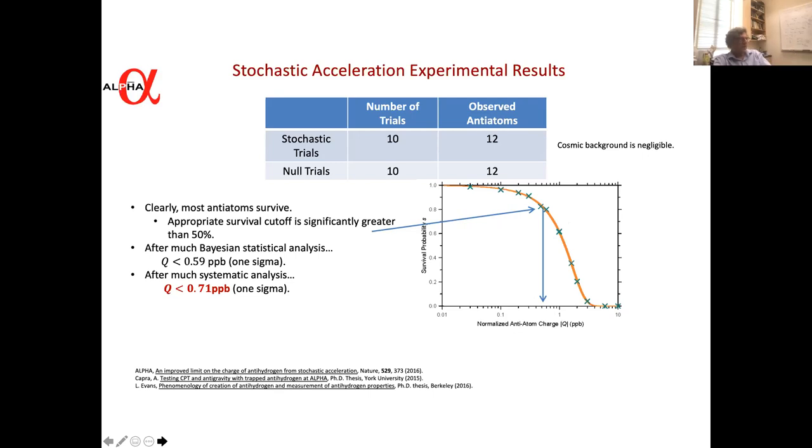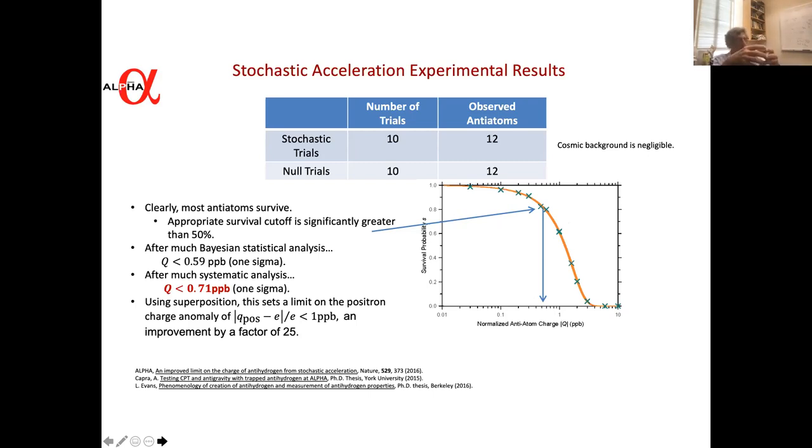0.7 if you want to go to 1 sigma. And that actually, if you then assume that the superposition holds, which just means you put one thing on top of the other, you separated them out, you'd get the same answer. It's an improvement in the knowledge of the positron charge itself.